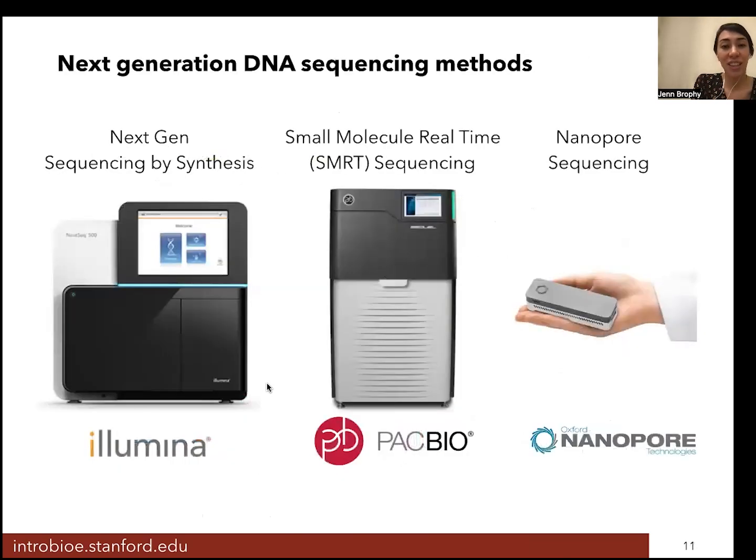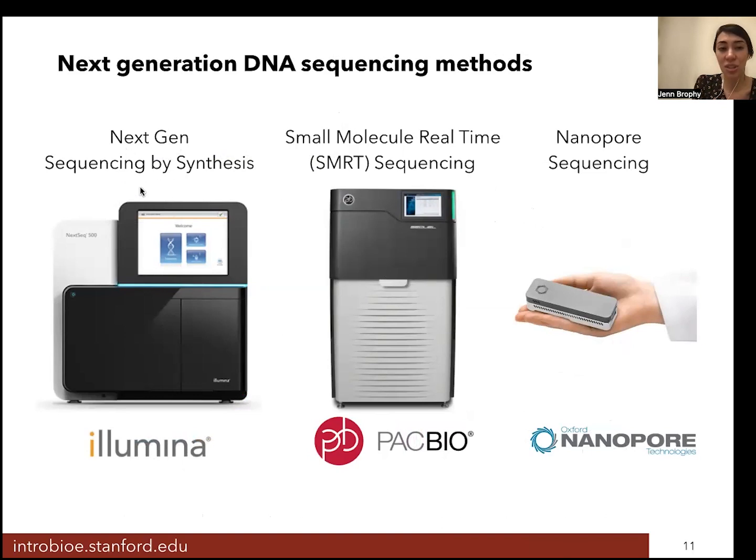Okay, so there are these next generation sequencing methods, and these are what we're going to talk about today. I think that they're all super interesting. It's really cool to see how people have figured out how to sequence DNA. We're going to go through kind of how they each work and what the benefits and drawbacks of each method might be. So the first one that we're going to talk about is actually a variation on sequencing by synthesis.